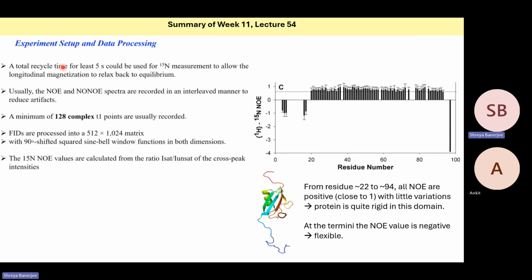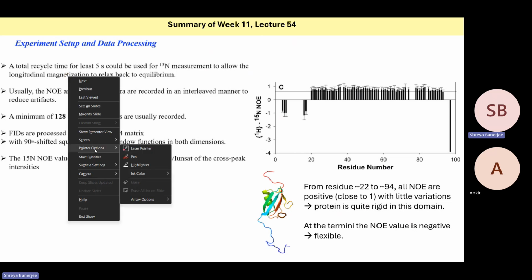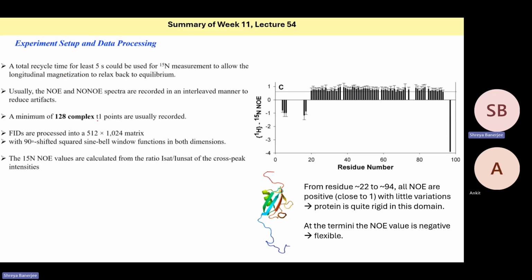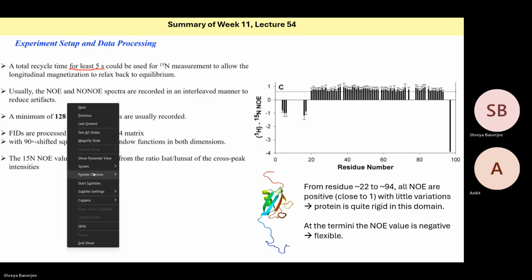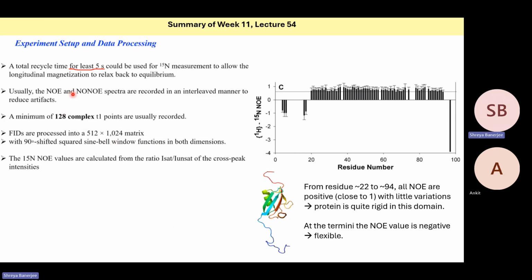So again, the experimental setup you don't need to remember. Just a couple of points that you can remember is that a recycle time of at least 5 seconds is given from the end of detecting one experiment to the beginning of the next experiment. The time delay of around 5 seconds is given to allow the magnetization to come back to its equilibrium position. And the rest, you don't need to remember that much. You can just see that.